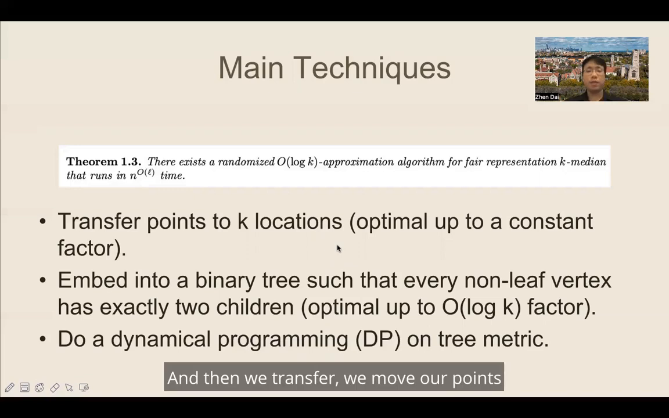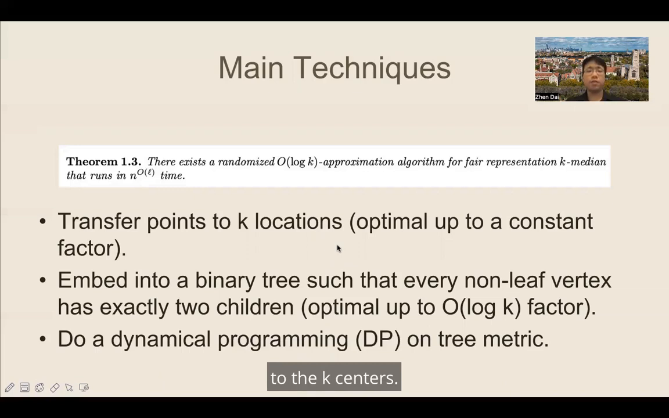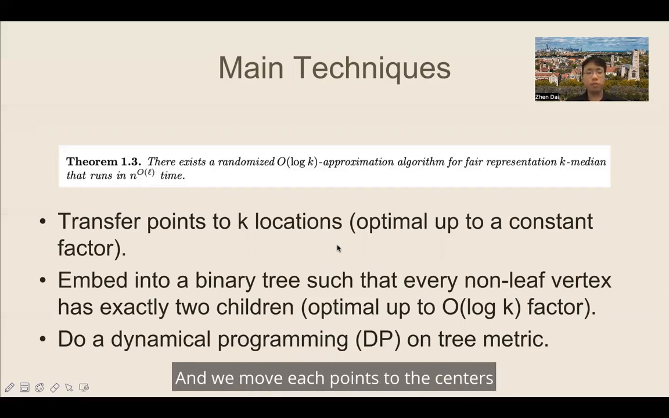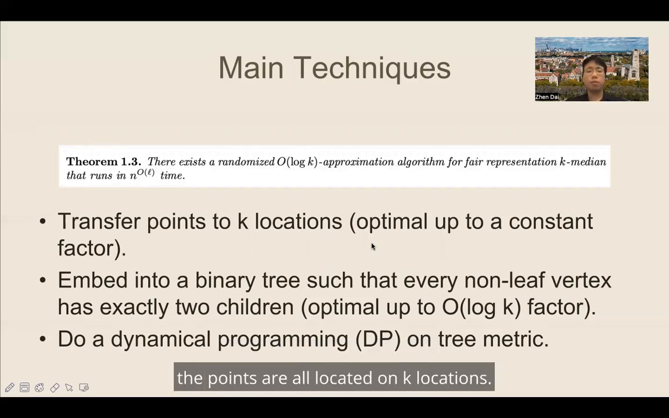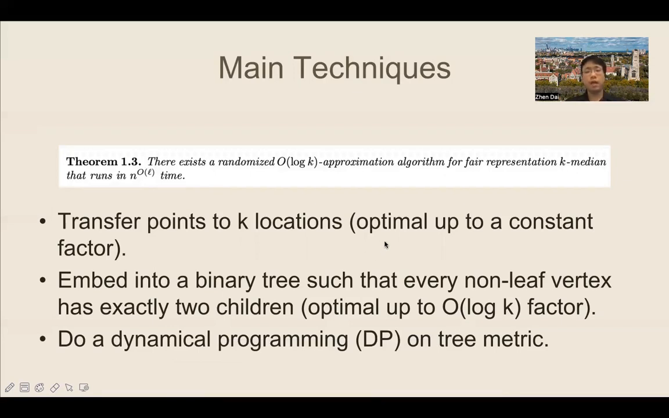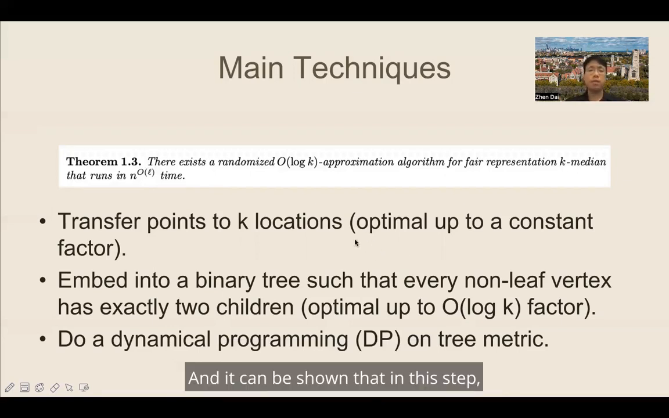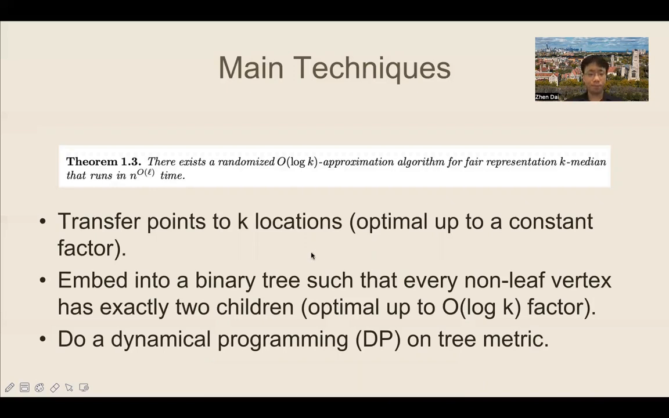And then we move our points to the K centers. We move each point to the center of the cluster that it is assigned to. Originally the points might be spread out in n different locations, where n is the number of points. But after this step, the points are all located in K locations. And it can be shown that in this step, we only lose a constant factor.